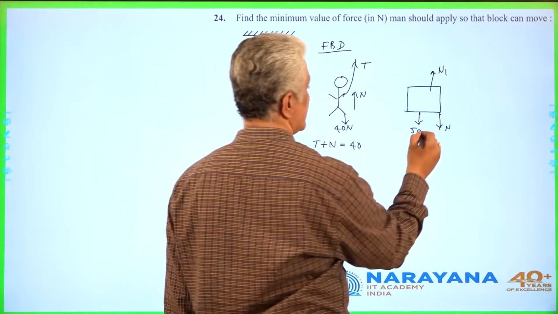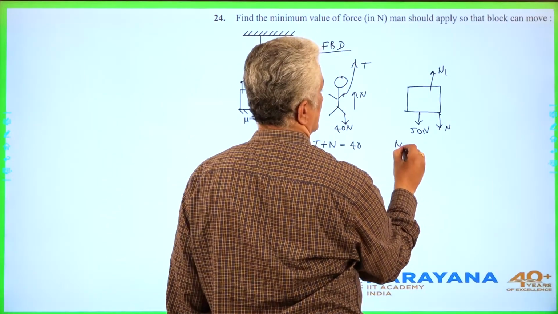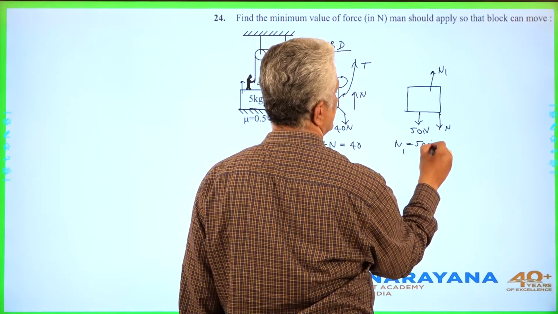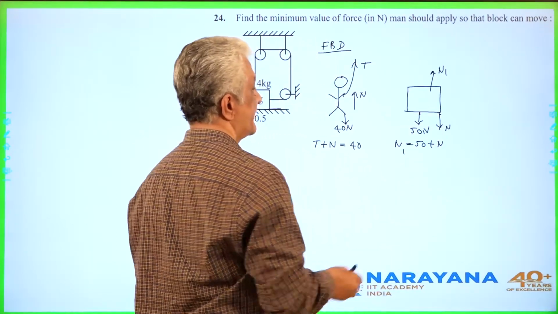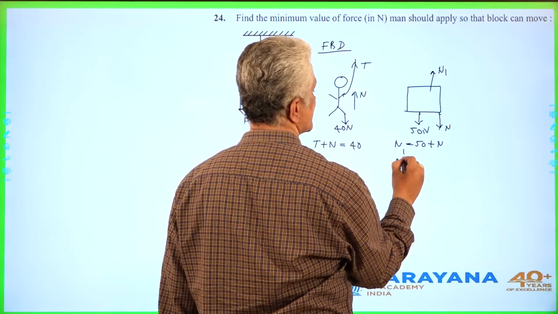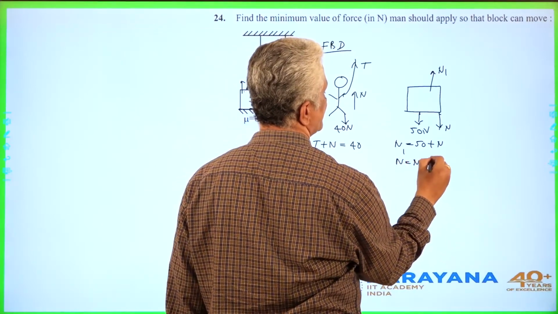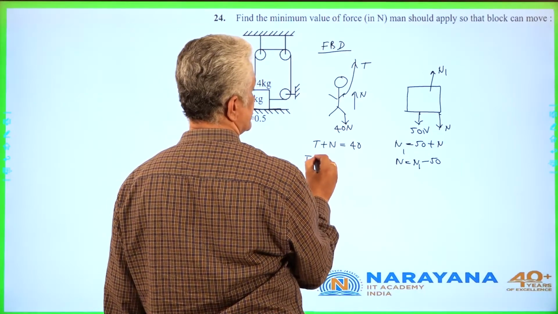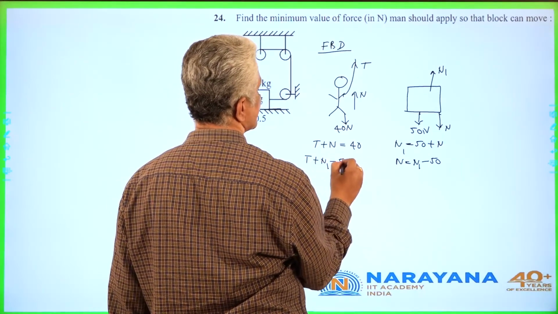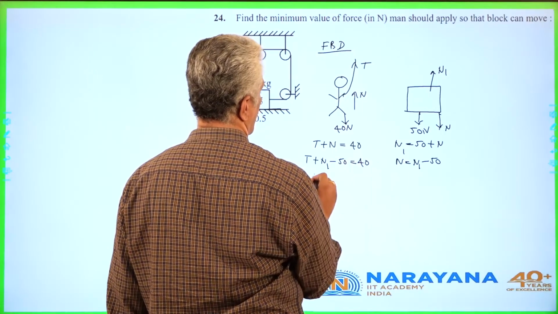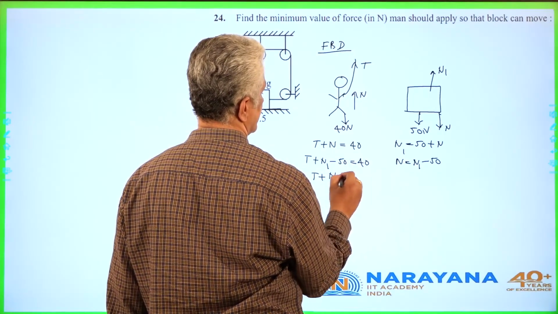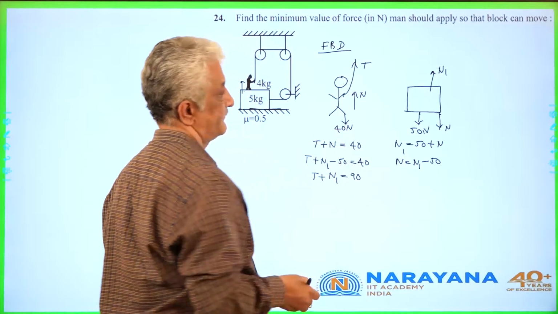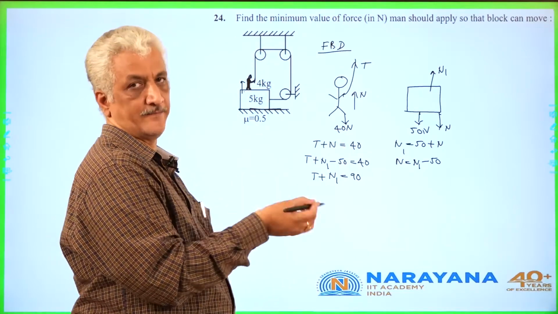Then N1 is equal to 50 plus N, we write. But as we don't require N here, N equals N1 minus 50, we write. Then T plus N1 minus 50 is 40. Then T plus N1 is 90. All these are along the vertical.